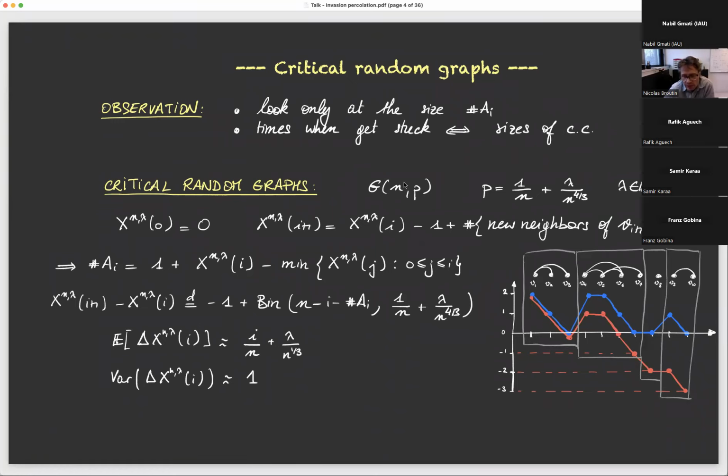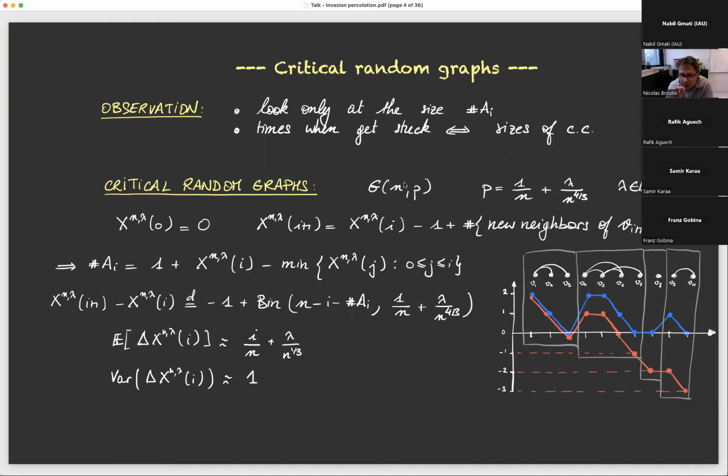So the largest is of size log n. If p is c over n for c bigger than 1, then the largest connected component is linear in size, so it has size something times n. And if you remove it, all the others are very small.